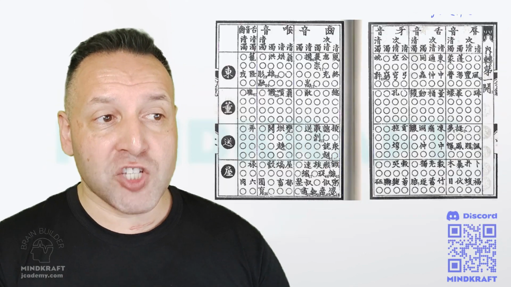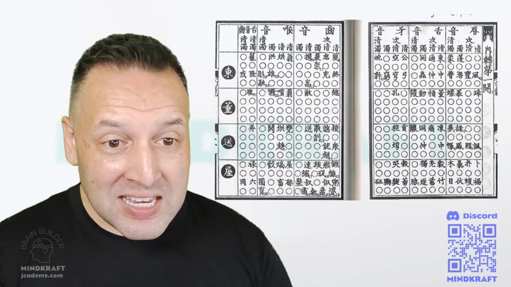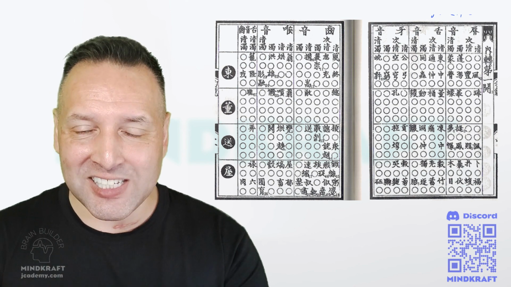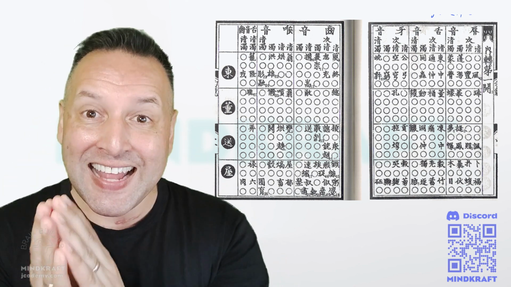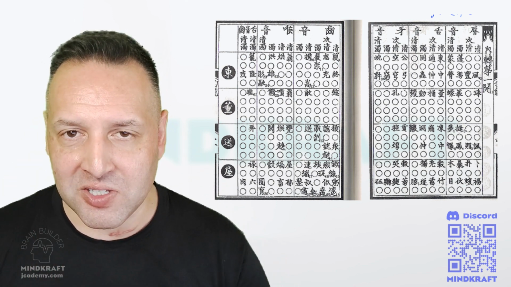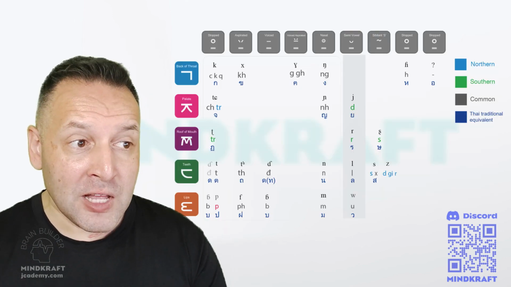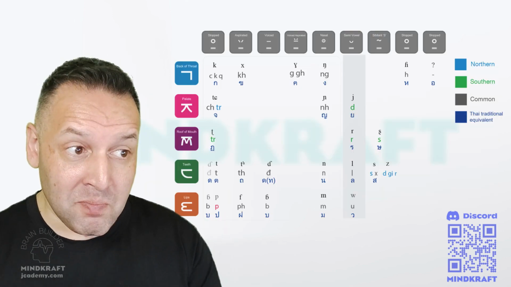So if we have a look at this Cheyun system, this system here is actually the Sanskrit system applied to Chinese, and that was their transliteration system. And so what I have here is the Vietnamese system mapped over Thai.